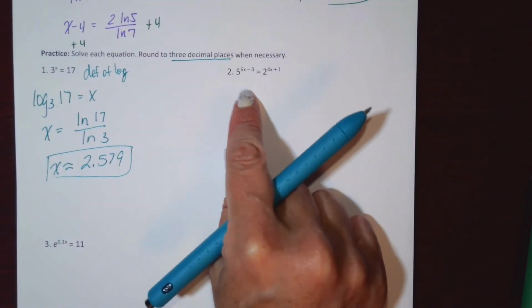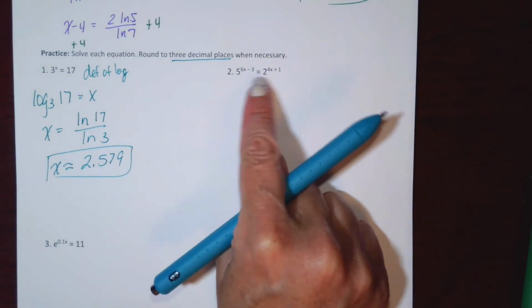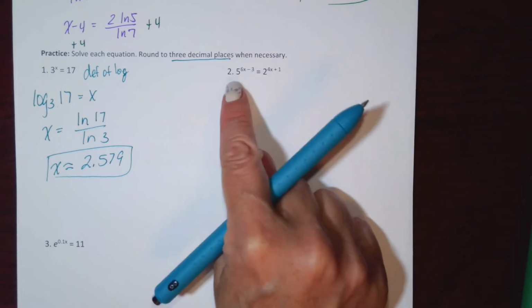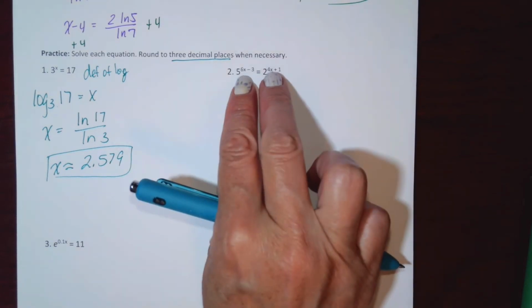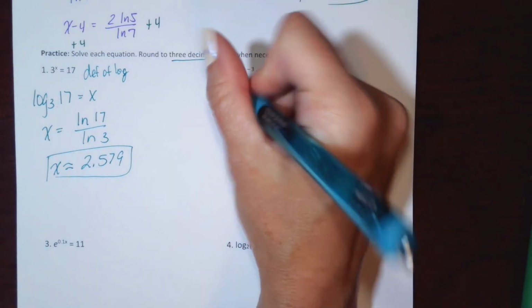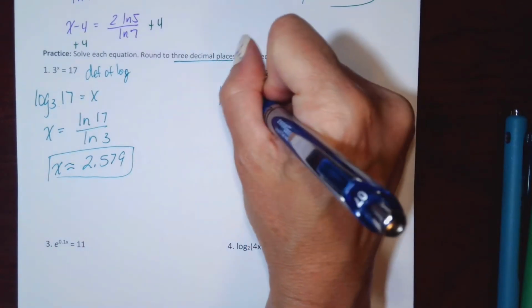Number 2 over here. Again, I have exponential form. I cannot use the one-to-one property because I can't make those bases match. Since I can't make the bases match and I have variables in 2 different exponents, I'm going to have to take the natural log of each side. Let me do a different color over here. Natural log of each side.